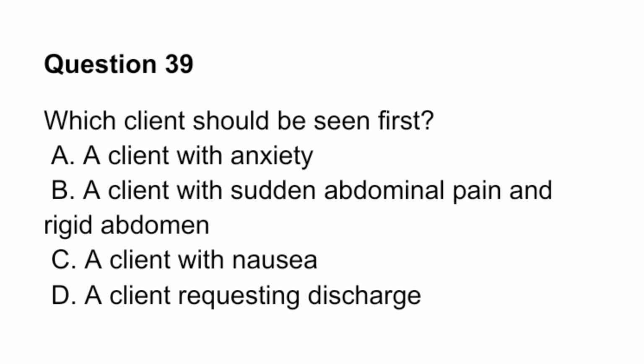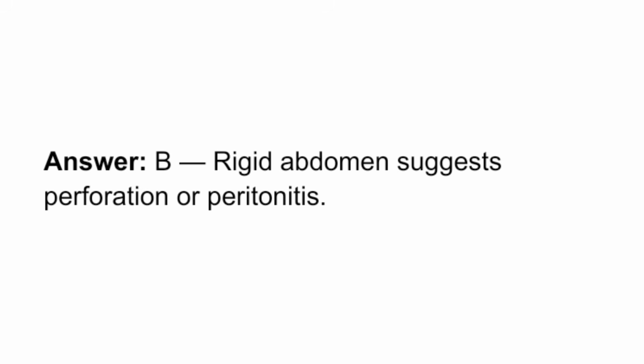Question 39. Which client should be seen first? A, a client with anxiety, B, a client with sudden abdominal pain and rigid abdomen, C, a client with nausea, D, a client requesting discharge. Answer B. Rigid abdomen suggests perforation or peritonitis.